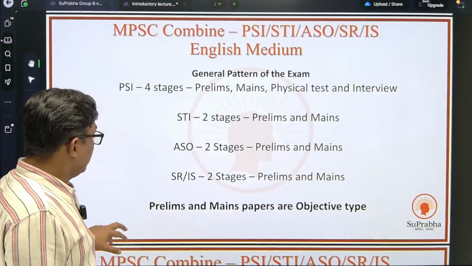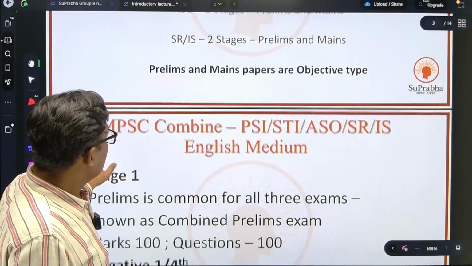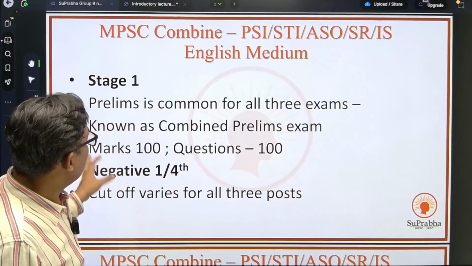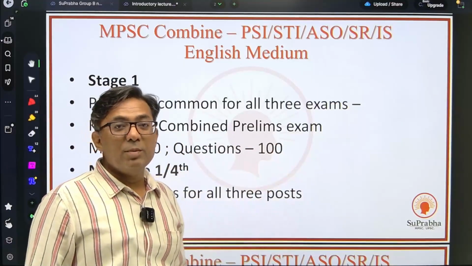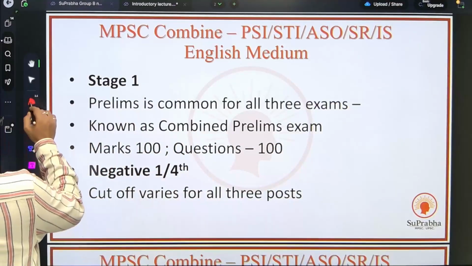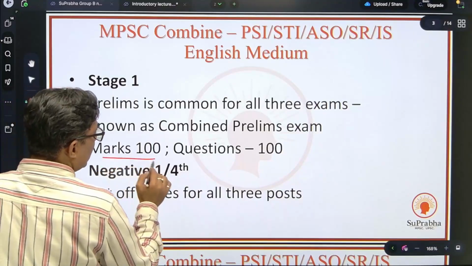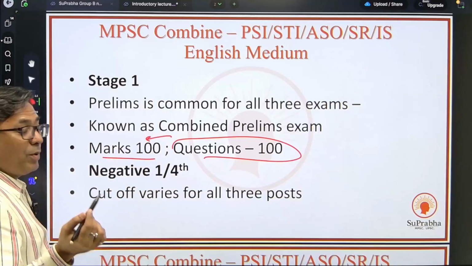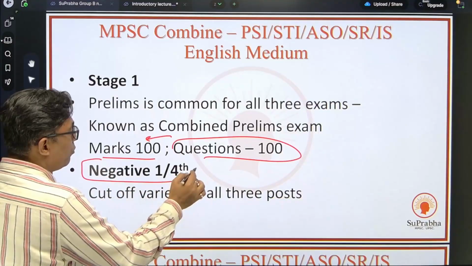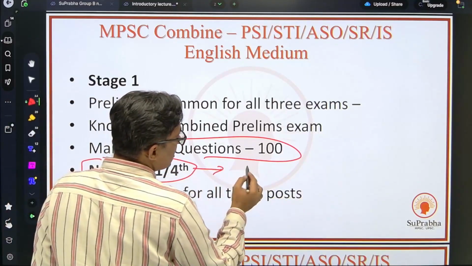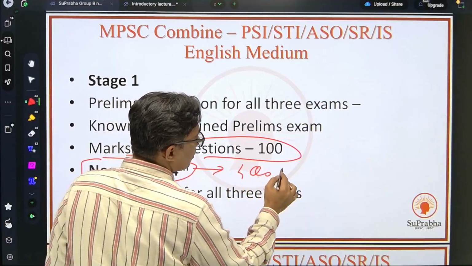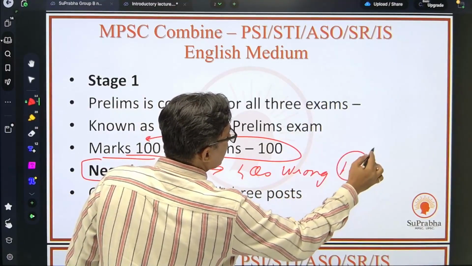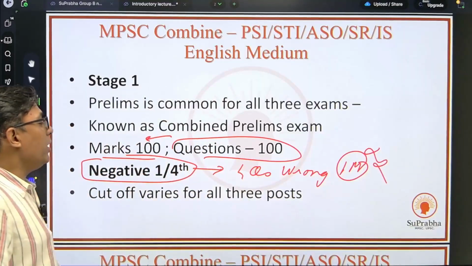Okay, so let's go to stage 1, prelims, which is common for all. It is also known as the combined prelims exam. What they are going to ask in prelims is 100 questions for 100 marks. That means one question will carry 1 mark, and you also have a negative of 1/4. 1/4 negative means if 4 questions go wrong, 1 mark would be deducted.